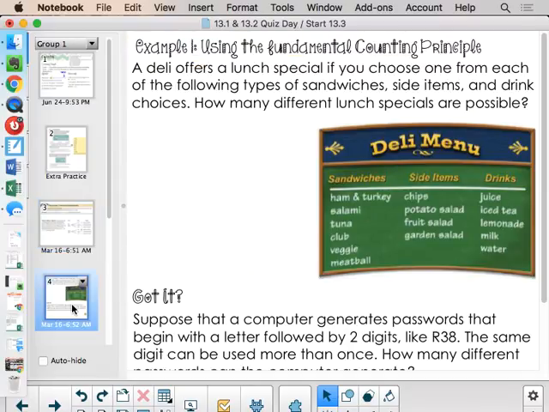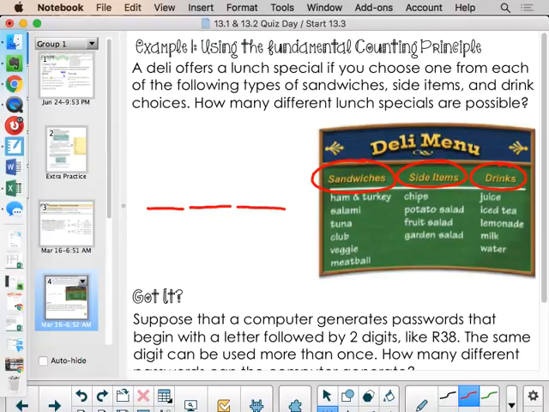All right, so a deli offers a lunch special. If you choose one from each of the following types of sandwiches, side items, and drink choices, how many different lunch specials are possible, okay? So first thing I need to figure out is how many numbers I'm going to multiply by. I have sandwiches, it's something I have to choose from. Side items, it's something I have to choose from. Drinks are something that I have to choose from. So what I'm going to do is give myself 3 placeholders because there are 3 items for me to choose. Therefore, there are going to be 3 numbers for me to multiply by.